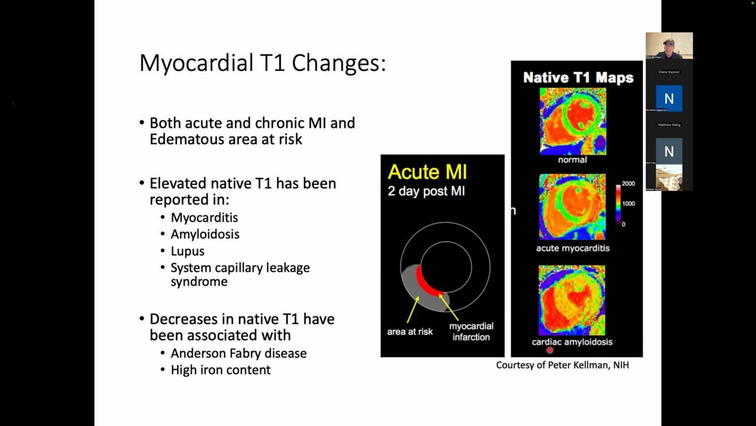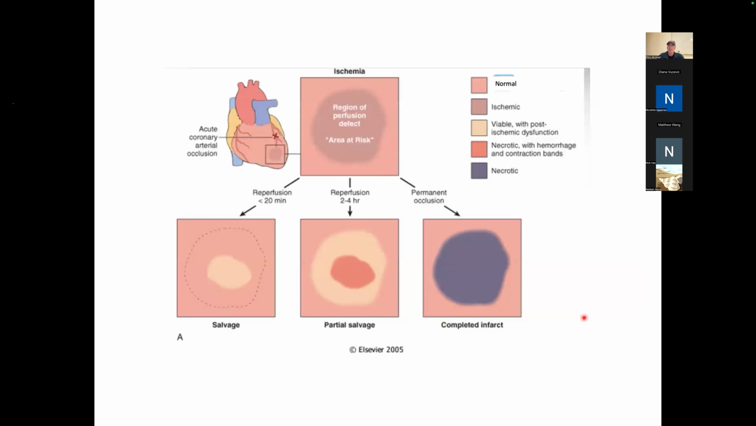And here, cardiac amyloidosis, same thing. We get an elevated T1 throughout the myocardium. And so it's now been established with these new T1 methods that you can do diagnostic imaging without injecting a contrast agent.